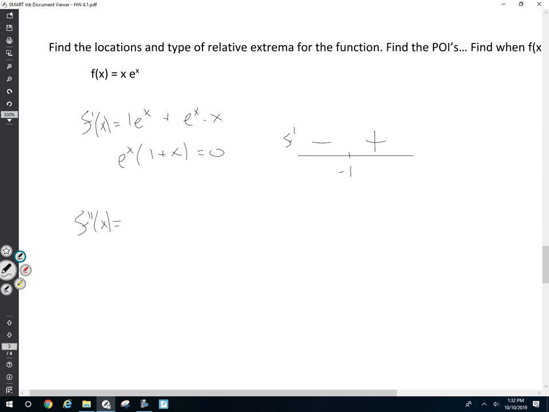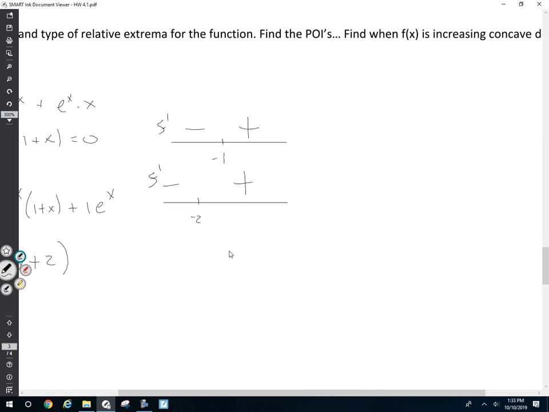Let's see. If you take the derivative of this or take the derivative of this, I'm going to take the derivative of this. Derivative first times second. Plus derivative second times the first. Factor out the e to the x again. 1 plus x plus 1. 2 plus x. X plus 2. Negative 2. Positives, negatives.